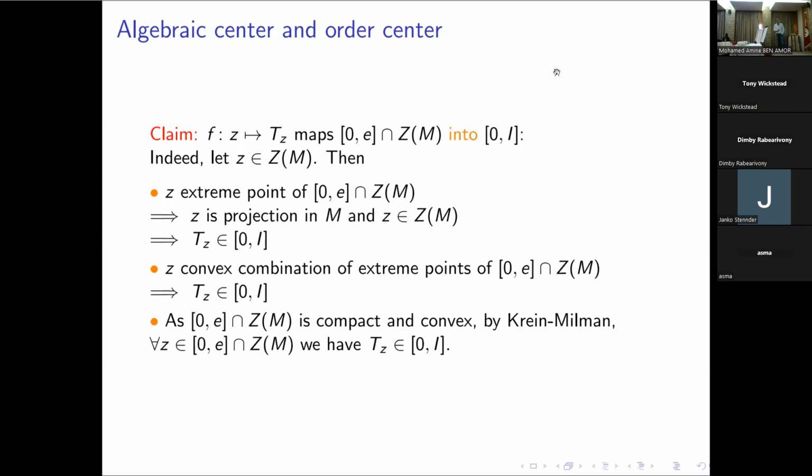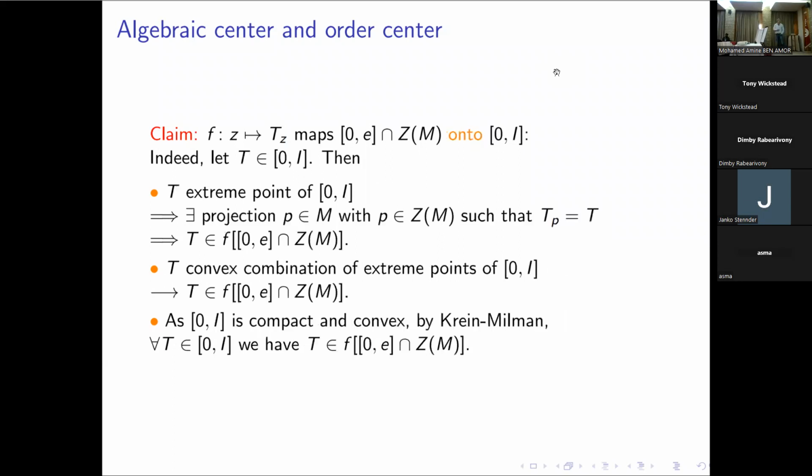Oh, that was confused. That was "into"; now we get "onto", and we do exactly the same game. Now I start with something here, an extreme point there. Then we had a lemma that says that it belongs to a projection in the algebraic center. And those are in the image of this set. Then we can do it for convex combinations, and then for limits of convex combinations, and then we get everything by Krein-Milman and the compactness that we had, so we get the other direction.